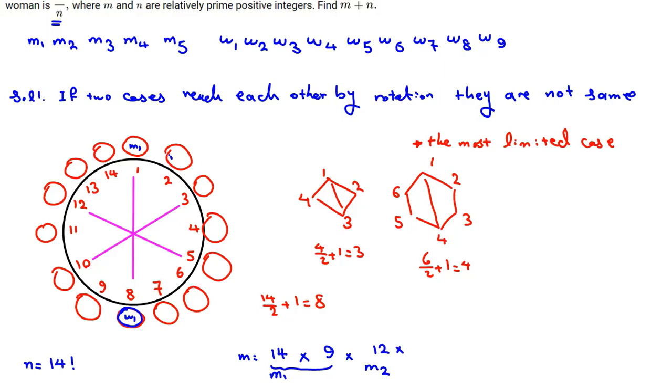For example, without loss of generality, suppose you place M2 here. Then opposite to 2 is 9. So in 9, you should place a woman, which has 8 cases. So without loss of generality, you place W2 here.